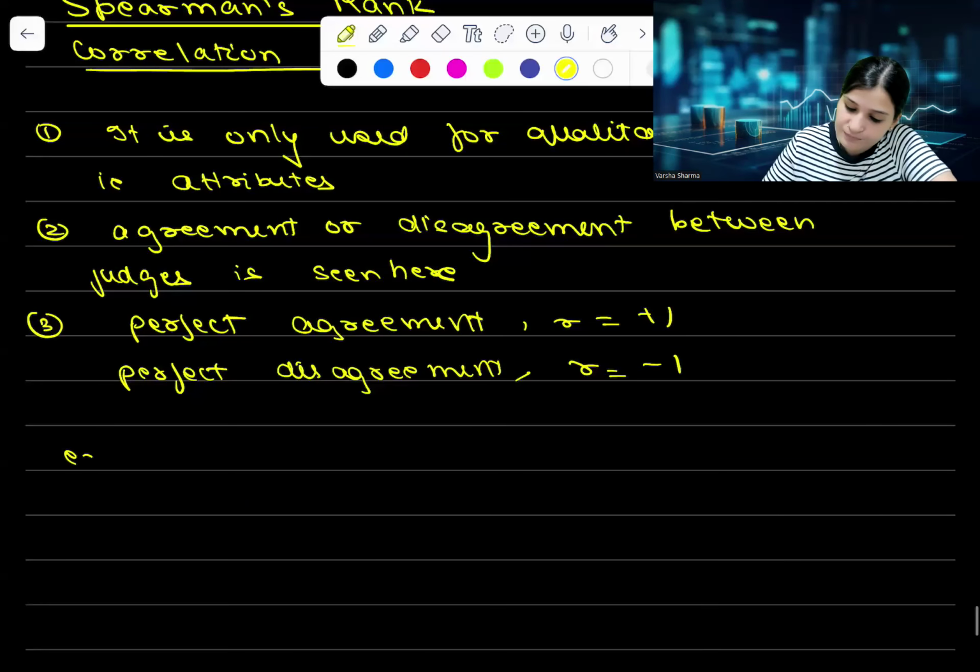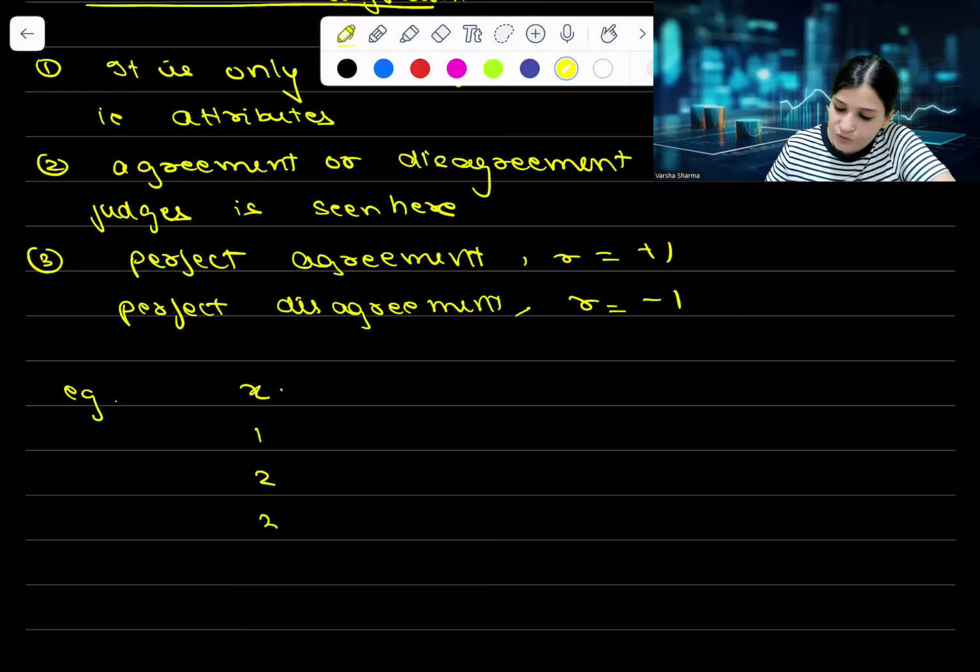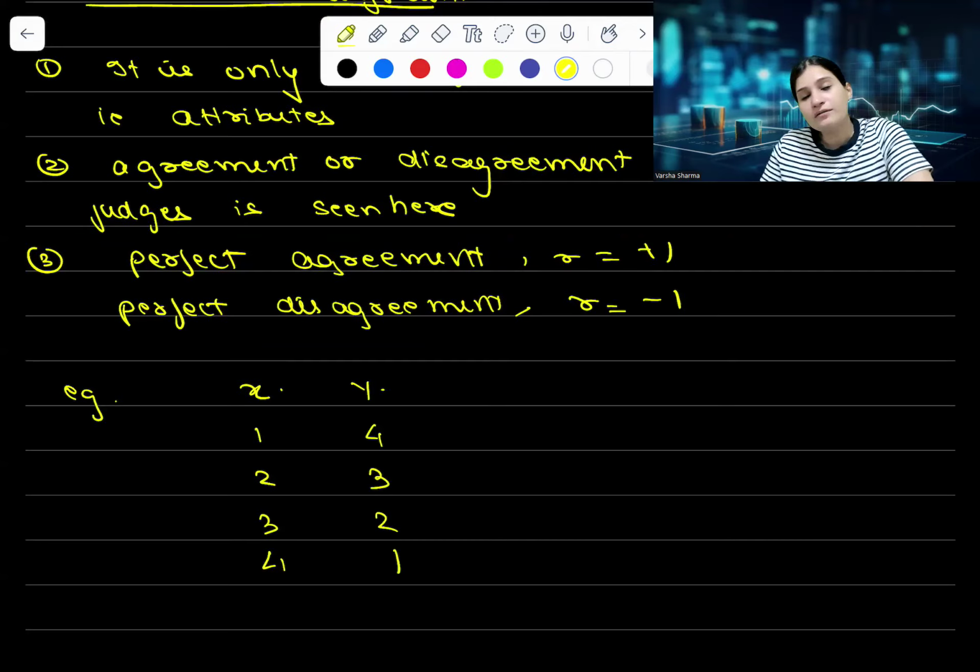For example, for X, judge 1 gives 1, 2, 3, 4. And judge Y has given the same contestants this order: the exact opposite order, exact opposite ranking. Yes or no? Yes, ma'am. So this will be perfect disagreement. So I don't even need to apply the formula here. What will be R? Minus 1. Understood? Yes, ma'am.